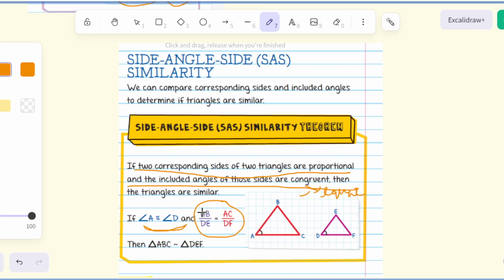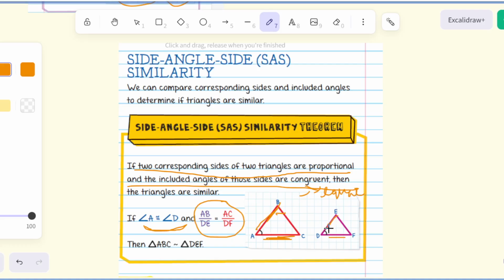So here they have taken AB upon DE, right? This side and this side. And then they took AC upon DF. And the included angle will be A and D, right? The angle between the two sides which you are considering for the ratio to be the same is called the included angle.